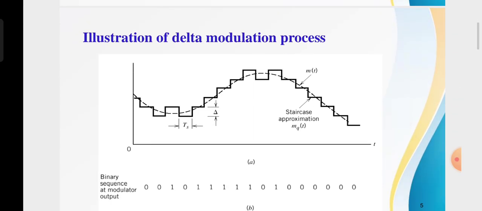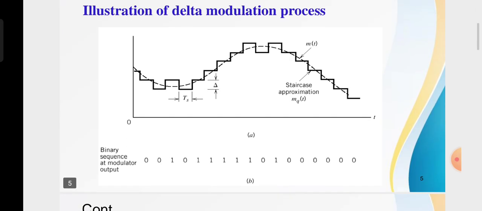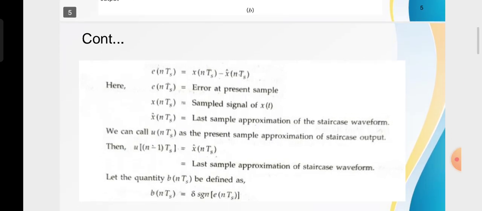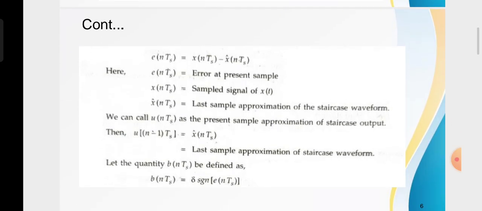So this is a graphical representation of the delta modulation process. If m(t) is the original analog signal and mq(t) is the staircase approximation, if m(t) is greater than the staircase approximation, then the binary output is a 0. If m(t) is less than the staircase approximation, then the binary output is a 1. Likewise, we can write the mathematical expression.